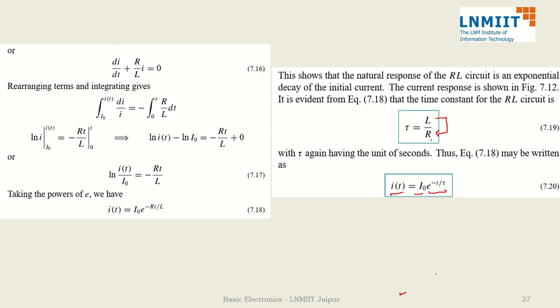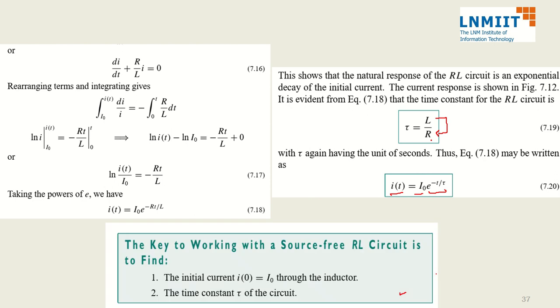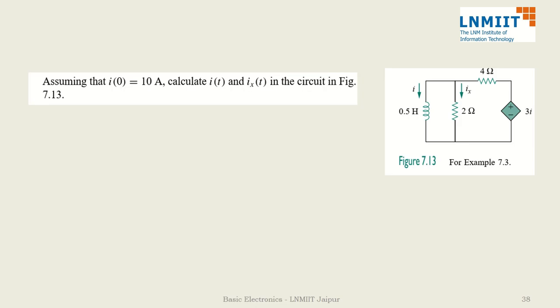So even if I have RL circuits, I am not going to solve them completely again and again. I'll focus on calculation of two things: the initial current in the inductor, I naught, and the time constant tau. A lot of the time that technique will work fine, but sometimes it will not help you.